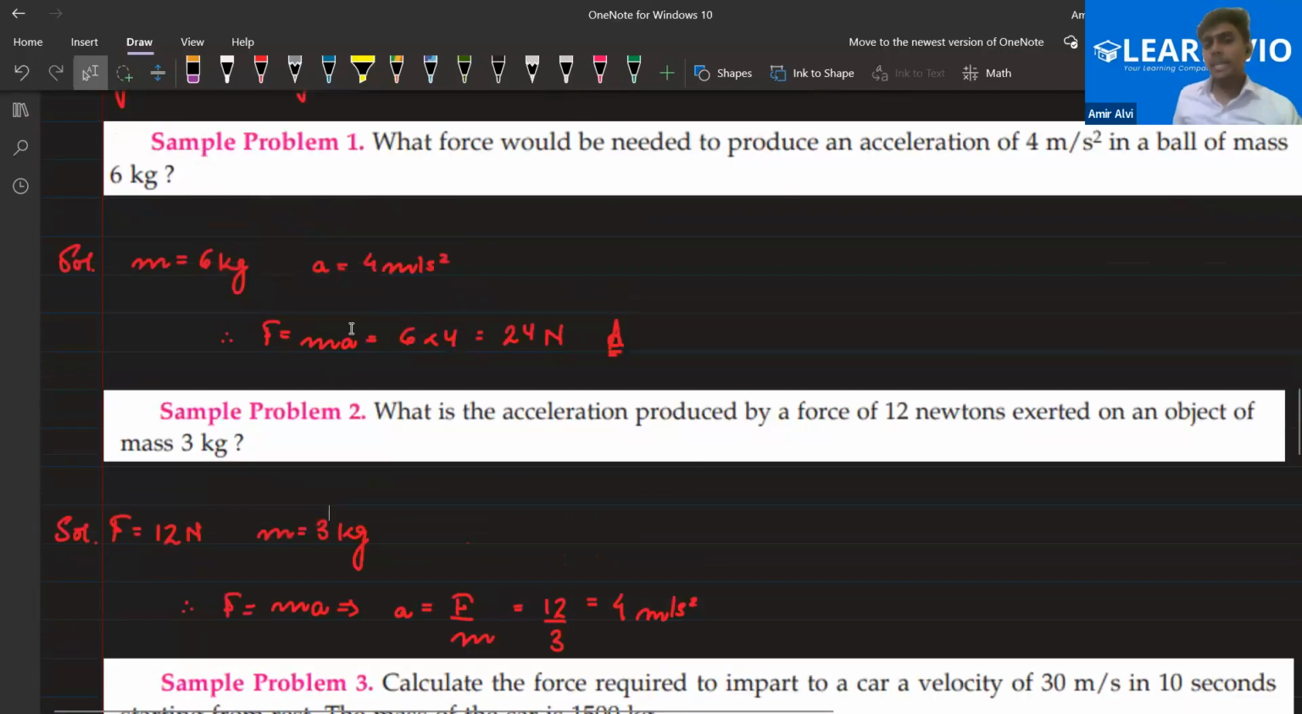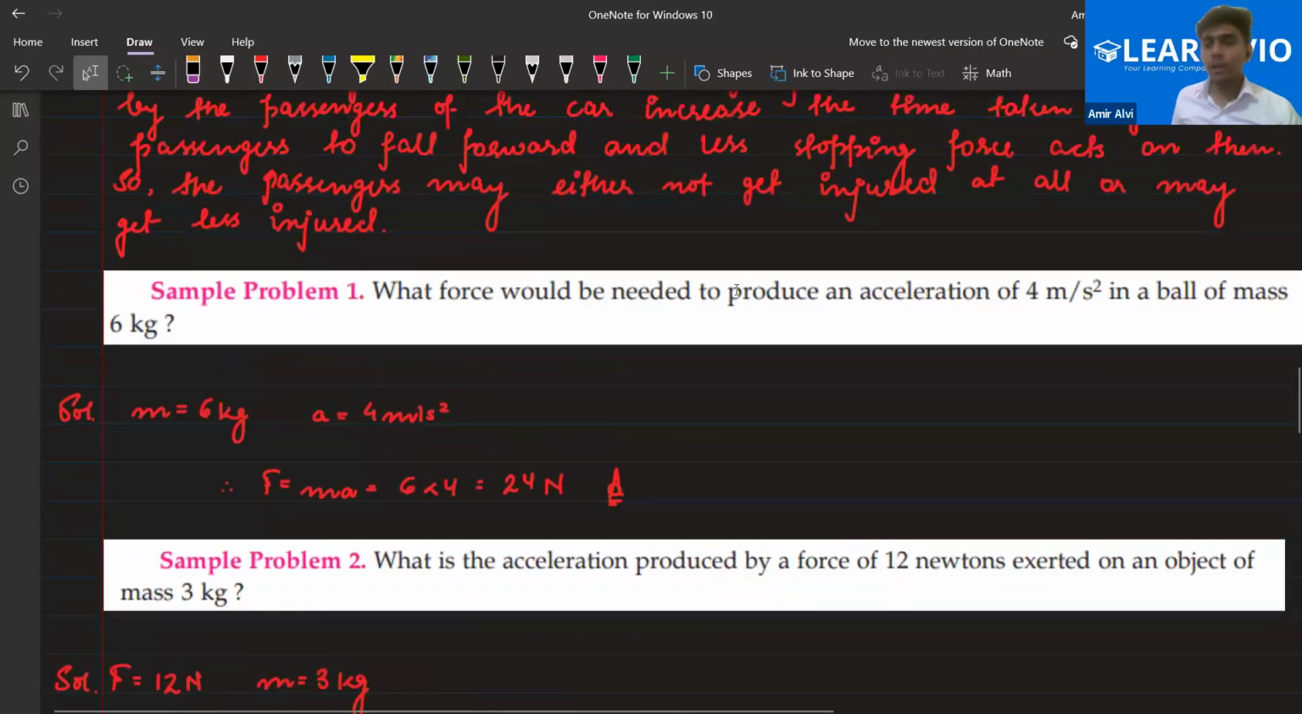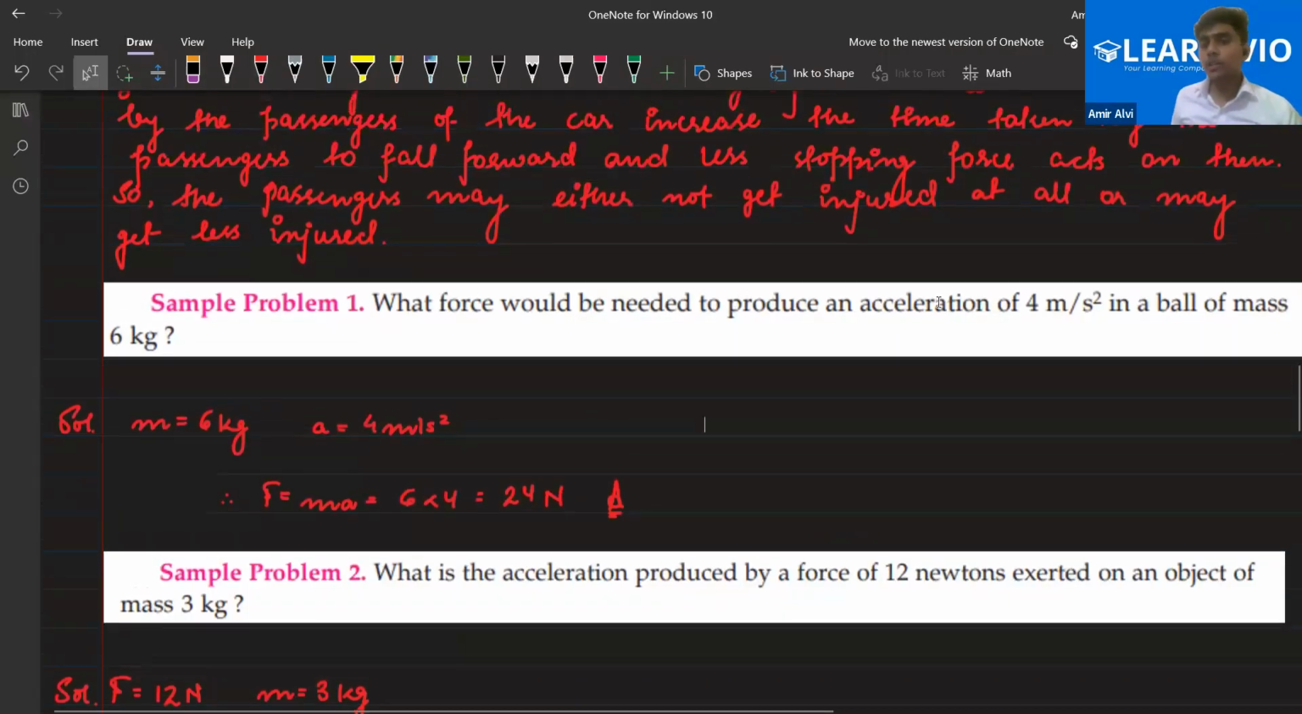There are also some basic examples of how to implement the formula. So what force is required? The acceleration is 4 meters per second square in that case, and the mass is 6 kg. So you just have to multiply it so that you can get the proper answer, right? So 6 into 4 will be equal to 24 Newton, right?